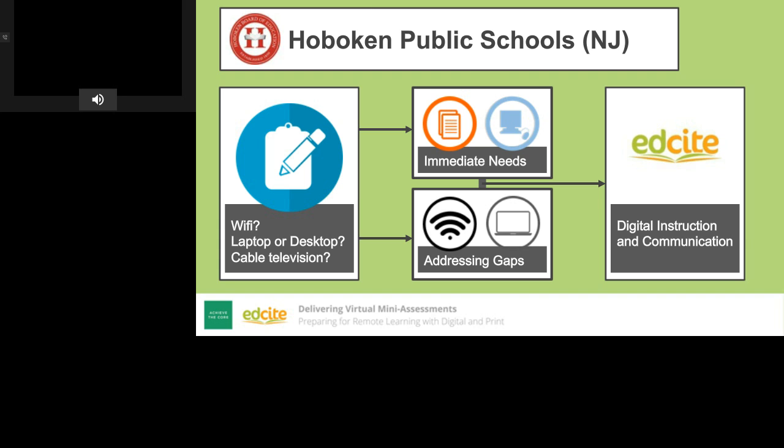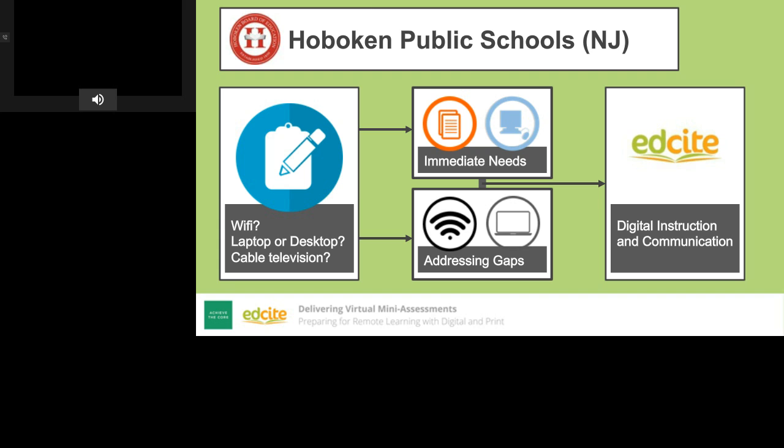And while they were delivering that content, they began addressing the gaps. So during this last week and continuing next week, they are in the process of ordering and delivering 100 jetpacks for internet and Chromebooks to the students that have shared that they do not have access.